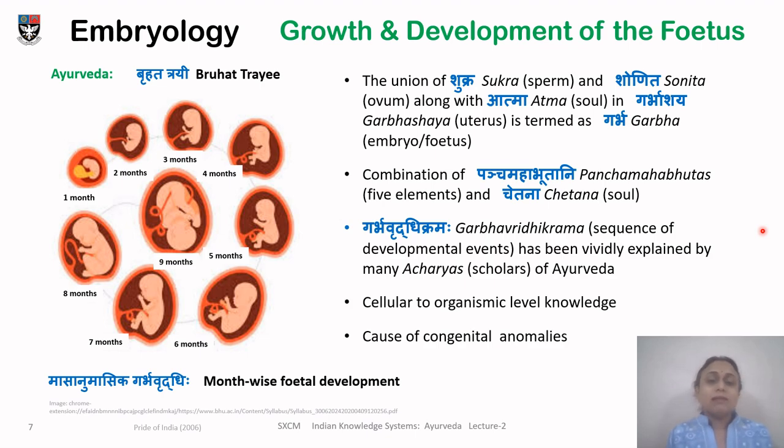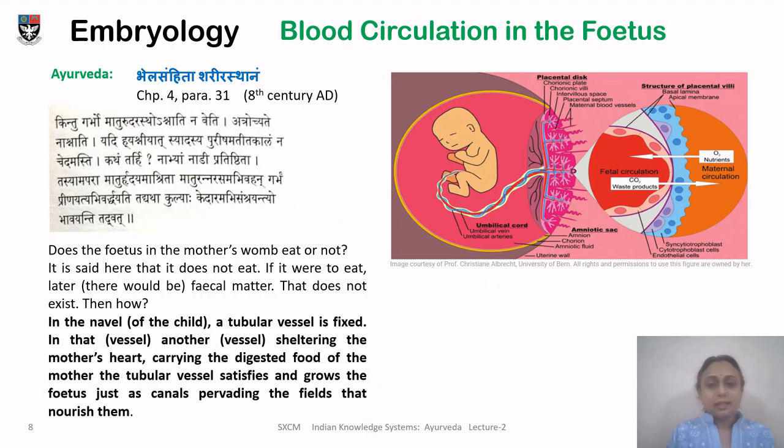Not just the growth and development, but the abnormalities, the developmental defects, birth defects that could possibly arise in this time have also been mentioned in these ancient texts. The ancient texts also talk about blood circulation in the fetus.